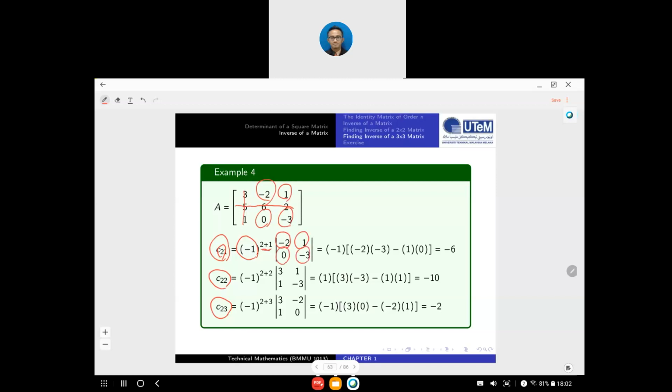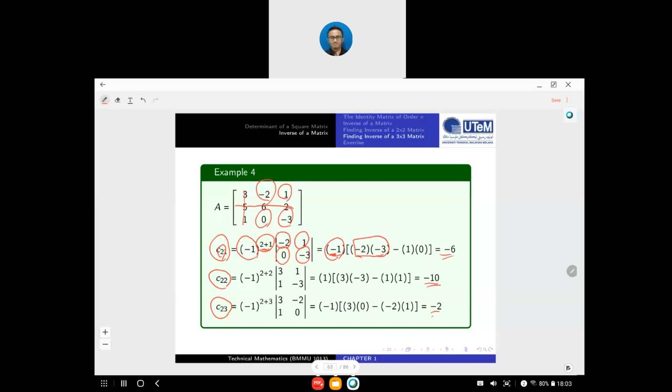Okay. So you can get -1 sebab dia kuasa odd number. Bila kuasa odd number, sebab hasil tambah 2 tambah 1 is 3, odd number, nombor ganjil dia akan dapat -1. So negative 3 times negative 2 minus 1 times 0. So you can get 6 here. But times by negative 1. So negative 6.